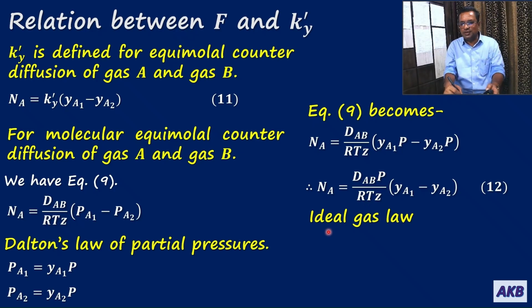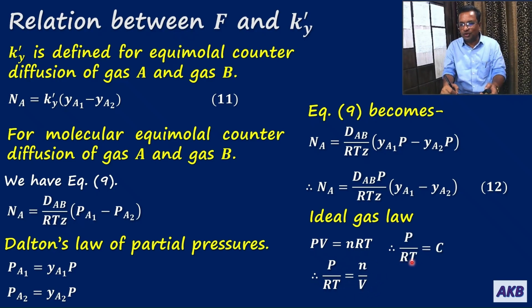For that we will be using the ideal gas law, which is applicable to the entire gas mixture. So the law will be PV is equal to nRT, that is P upon RT is N upon V, but N upon V is total molar concentration. Therefore P upon RT is capital C. So the next task is, in equation number 12, we are going to replace P upon RT with C in order to have the dAB C upon Z term in that equation. Let us move ahead.